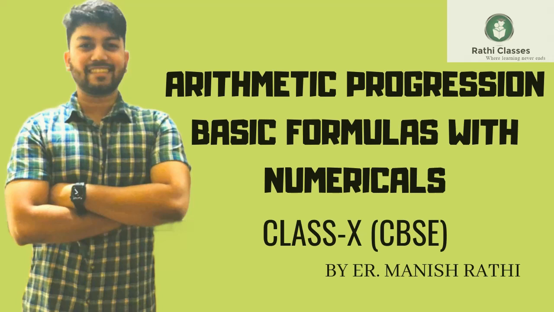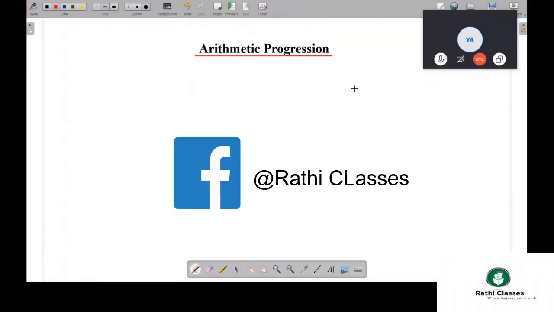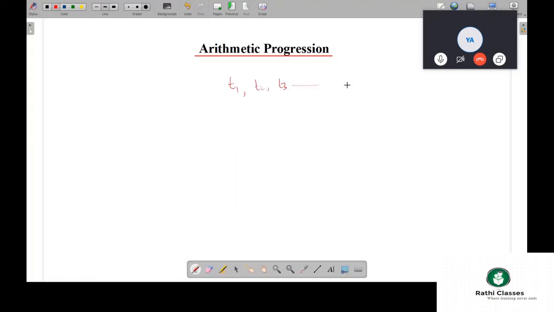Sequence having the same common difference. Say I have a sequence with the number of terms T1, T2, T3 and so on. How is it considered to be an AP? If it has the same common difference. That means if I move from T1 to T2, or T2 to T3, T3 to T4, I need to have the same difference. For example, let me talk about a sequence, say 1, 2, 3, and so on up to 10.